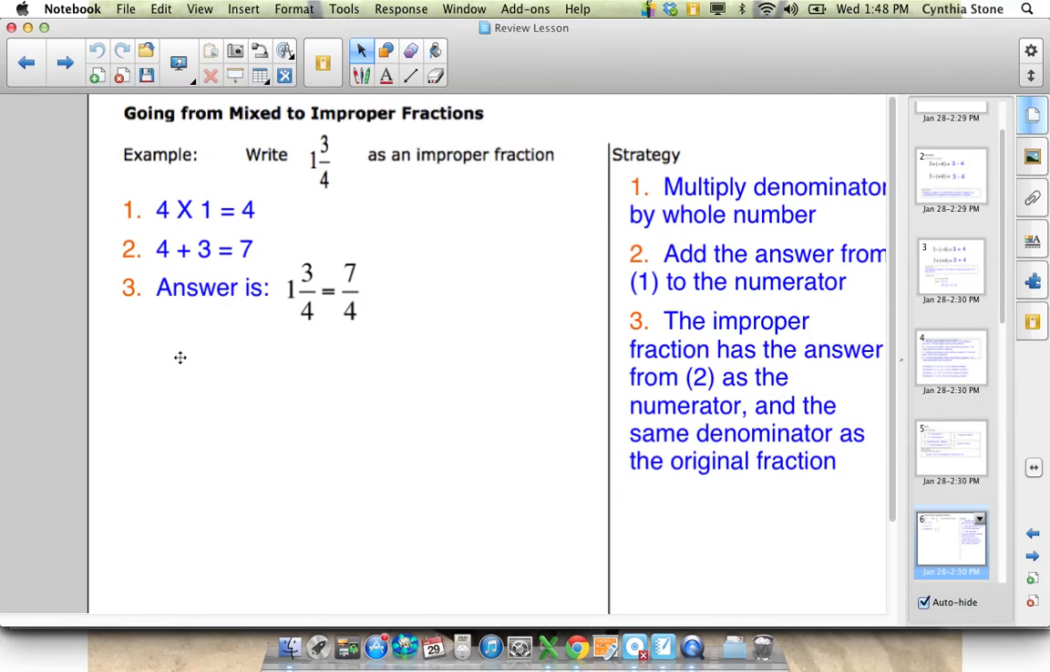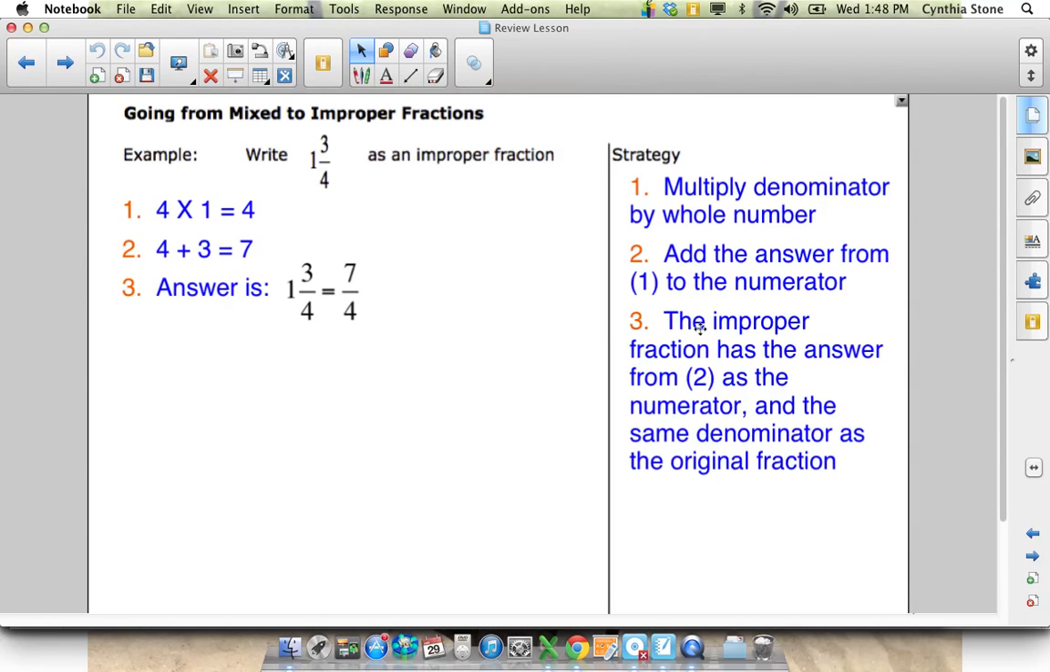Okay, so a little skill, like I said: if you see a mixed fraction, you've got to get rid of it right away. And the strategy for doing that, I think you're going to remember this. I have it all written here. The first step is multiply the denominator by the whole number. So 4 times 1, 4 times 1. And that gives us this number here, right? Whatever you get for your answer here, you add to the numerator to get 7.